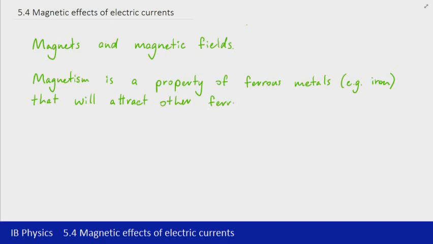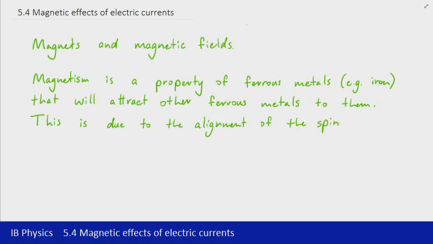So all of the magnets that you come across, typically they're going to contain some iron, and that means that because they're magnetic, they'll then attract other metals that contain iron, or other alloys. They'll attract those metals to them. And the reason why this property exists, it's due to the alignment of the spins of electrons. So all of the electrons that are in the metal will be aligned, and as a result that produces this property of magnetism.